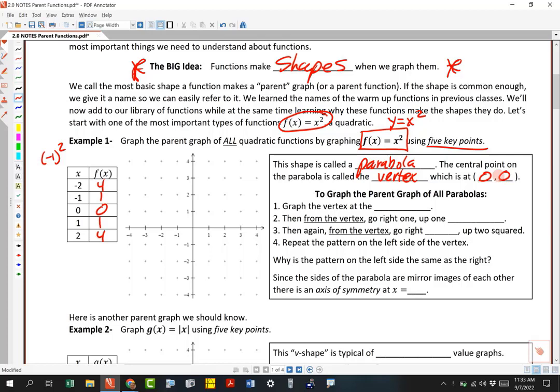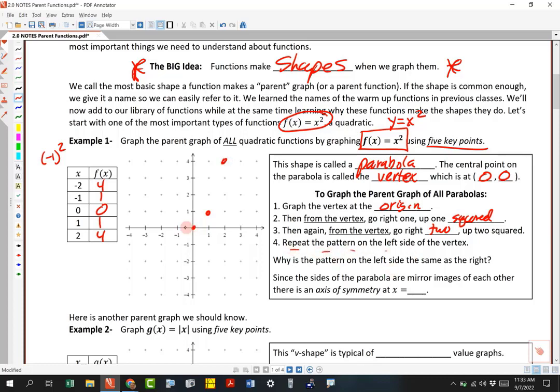So here's what we're going to do. We're going to graph the vertex at the origin. We're going to graph it at 0, 0. And from the vertex, we're going to go right 1, and we're going to go up 1 squared. So write the word squared right here. Then again, from the vertex, we're going to go right 2, and then we're going to go up 2 squared. So if I go to the right 2 and I go up 2 squared, what's 2 squared? 4. And then I can repeat the pattern on the left side.